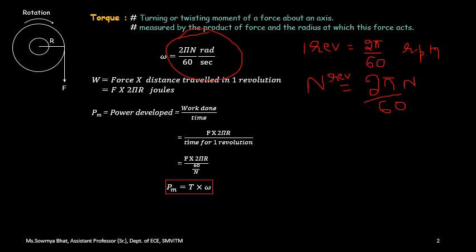So what is the equation to calculate the work? You already know work is given in terms of force into distance traveled. Distance traveled I am going to consider in terms of one revolution over here, which is F into 2 pi r. So work is expressed in joules. So it is F into 2 pi into r joules.